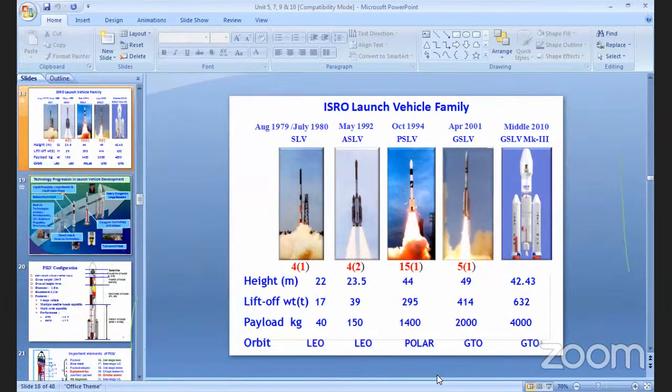Now coming to the satellite system parameters. You see here, it was launched with different vehicles. Between August 79 and July 80, the first one was the Satellite Launch Vehicle. You see the height in meters, approximately 22 meters, and the payload weight is 40 kgs, and the orbit is based on the low Earth orbit system. Next, ASLV was introduced, followed by PSLV, GSLV, and GSLV Mk III, which is advanced.